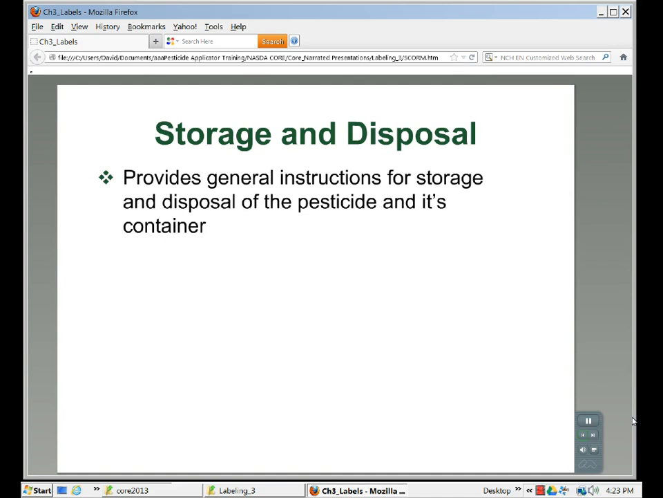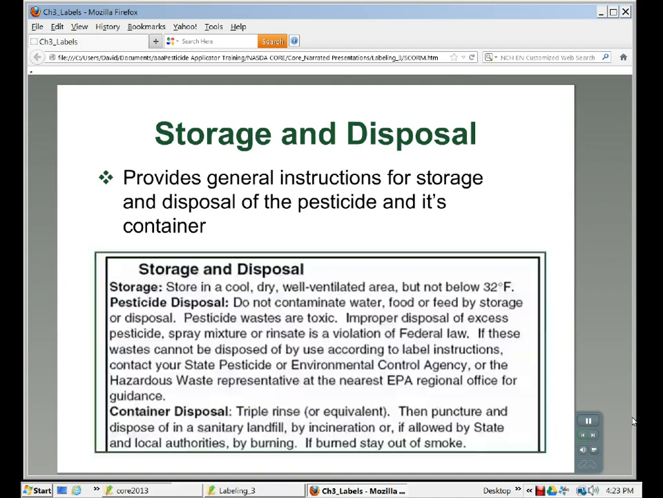All labels have a storage and disposal section. This section lists special concerns with storage. Some products become unusable if they overheat or freeze, so labels list storage temperature limits. Disposal language reminds the applicator that waste must be handled carefully and according to state regulations. The label also reminds applicators to triple rinse empty pesticide containers.